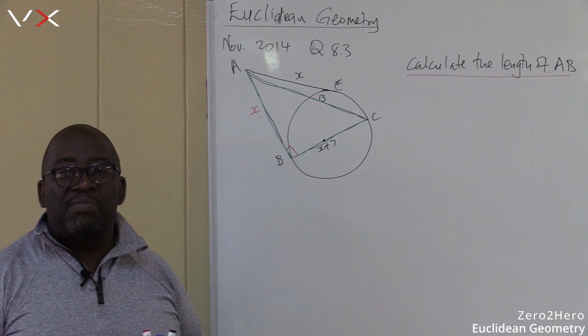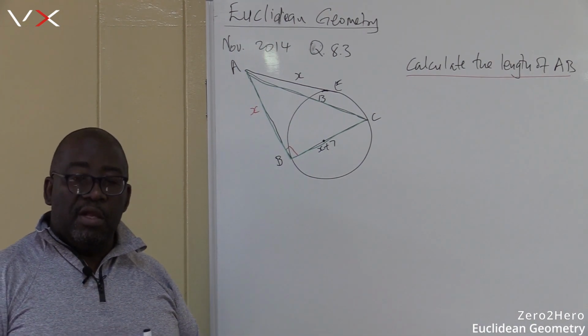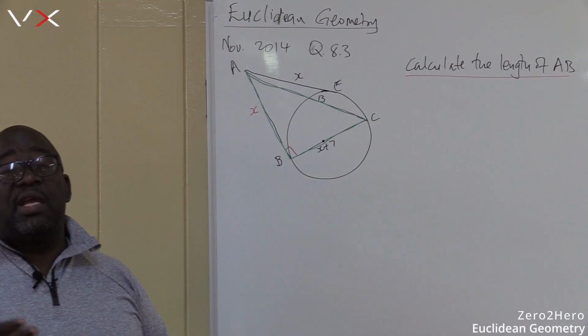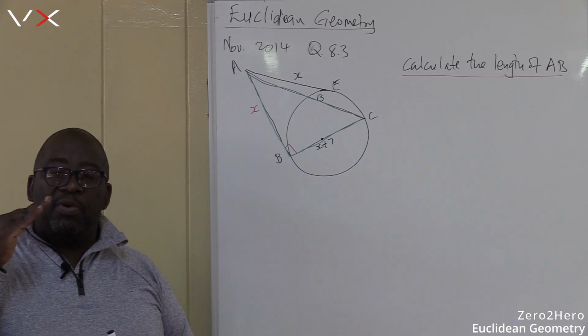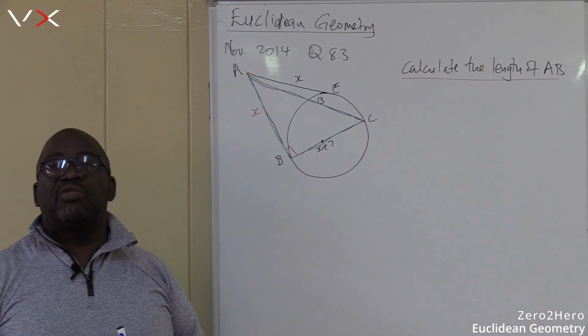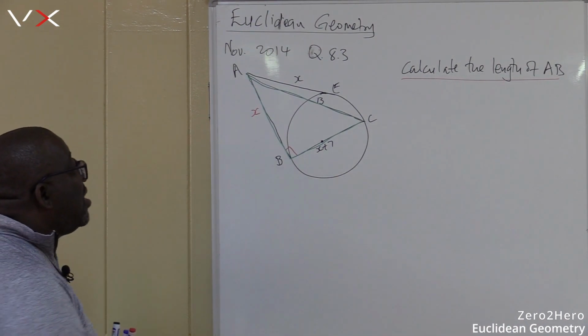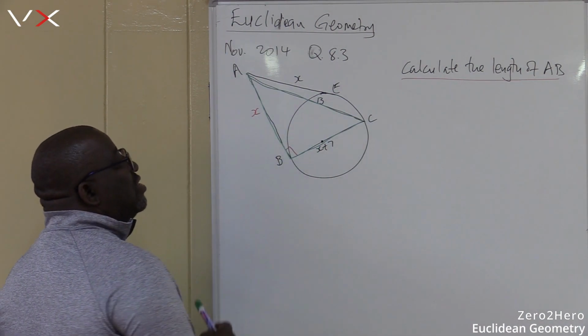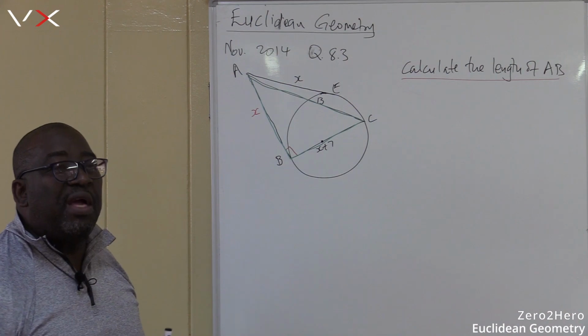Do I know any theorem that has to do with a right angle triangle? Yes, I know. It's called the Theorem of Pythagoras. What is it saying? It says the square on the hypotenuse is equal to the sum of the squares on the other 2 sides. In other words, this side squared will be equal to this side squared plus this side squared. And there's only one unknown there, which is x.